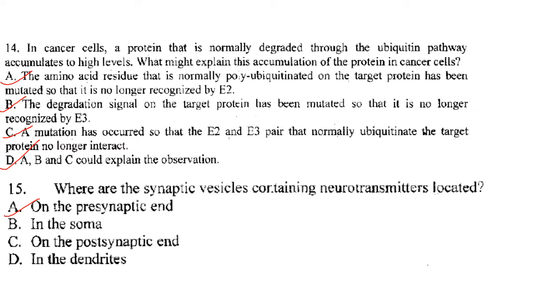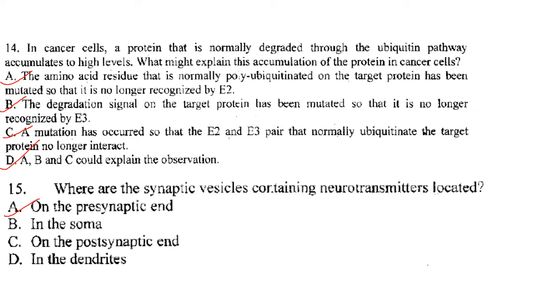So the first option they have told is, the amino acid residue that is normally polyubiquitinated on the target protein has been mutated so that it is no longer recognized by E2. That is one option, because E2 is the ubiquitin conjugating enzyme. So if that residue is mutated, then it will not be recognized by the E2, so it will be accumulating at high levels in the cancer cell. So that is one reason.